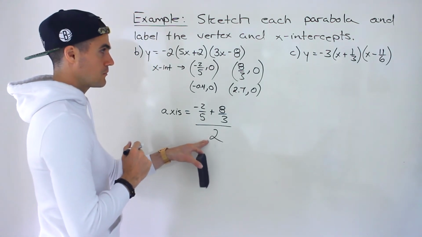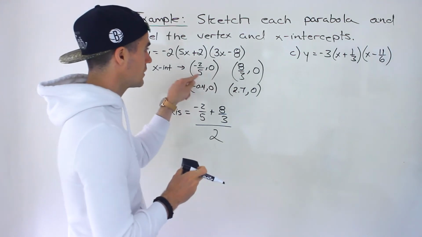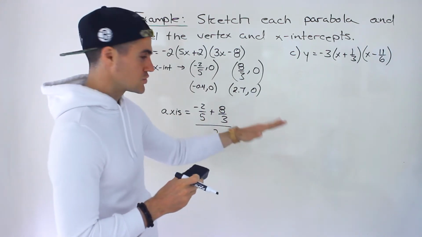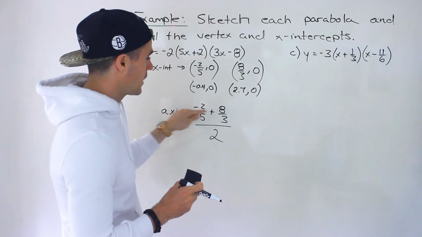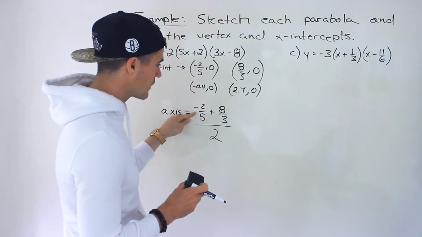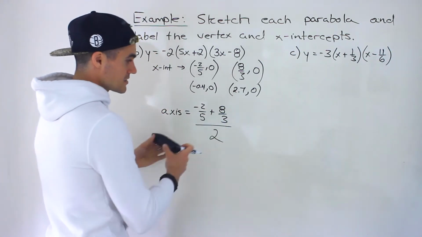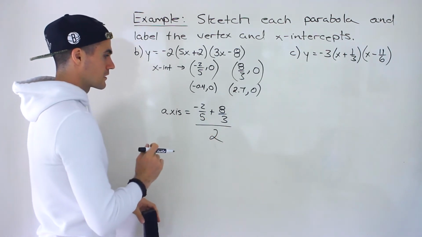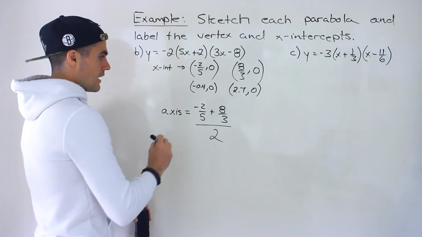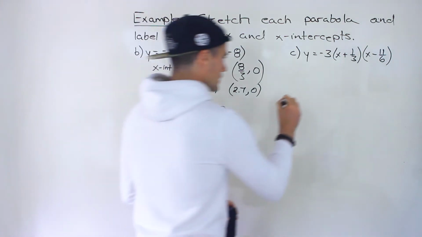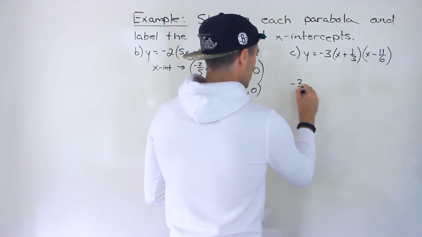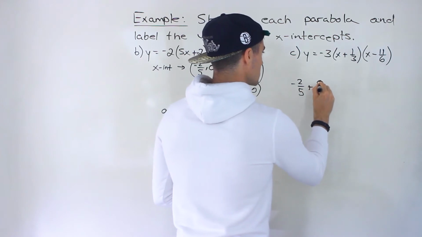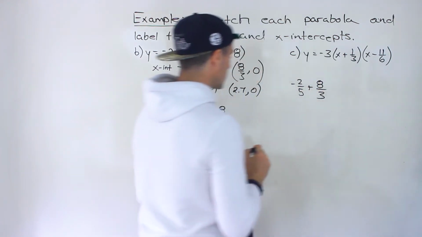It's easier to remember when you're dealing with integers, right? You're adding up integers, then we divide by 2. But when you're adding up fractions, because you already have the fractions there, you might forget to divide by 2. So just don't forget that right there. Now, the negative 2 over 5 plus 8 over 3, let's actually do that on the side over here, just to not get too messy with the main work.